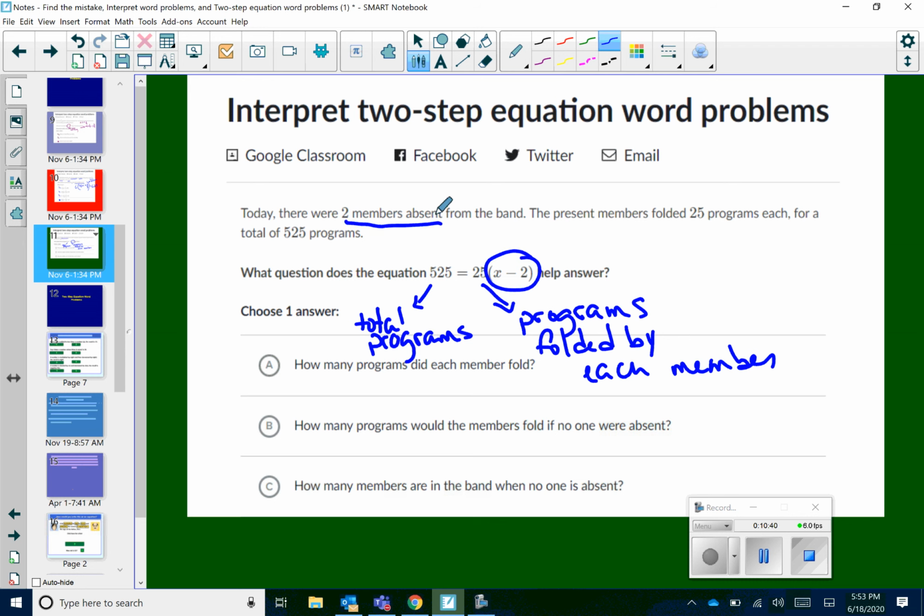Well, 2 people were absent, so that means that x must be the total number of people in the band when no one's absent. Let's see if we can find one. How many programs did each member fold? No, because we know they folded 25 each. How many programs would the members fold if no one were absent? No. Or how many members are in the band when no one is absent? That is what we were solving.